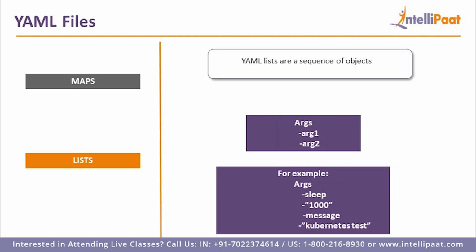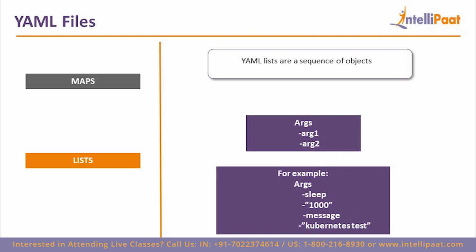And then there is the list kind of thing. A list has arguments inside of it. All of these arguments start with a simple dash, and there is a space after the dash, which we have not shown here. So there is a kind of gap while creating them. As you can see in the example here, the first argument asks you to sleep for 1000 seconds, and then the second argument is the message you will be giving, which is Kubernetes test. So this is like a list format.